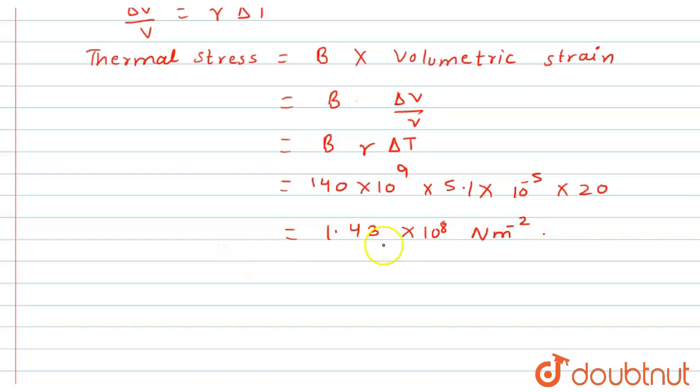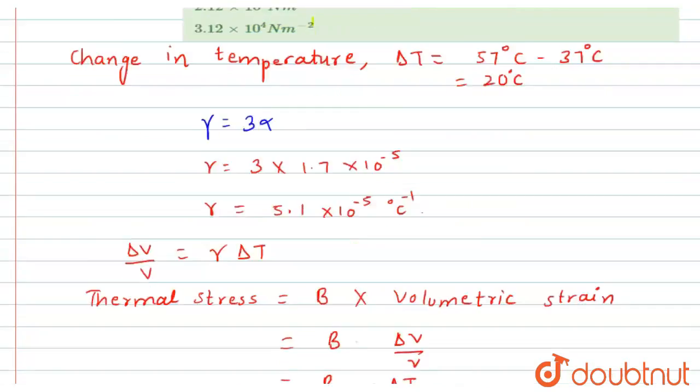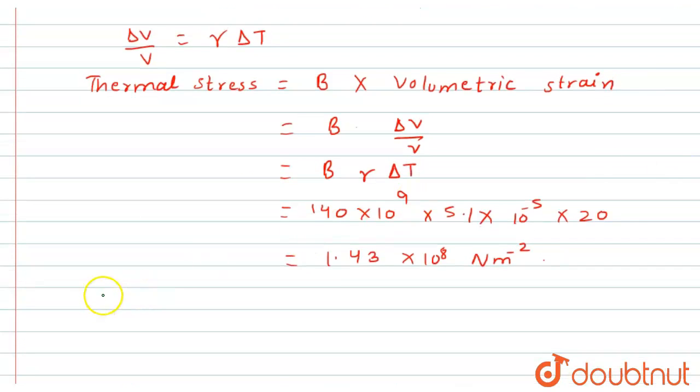From this explanation let's find the correct option. 1.43 into 10 raised to power 8 Newton per meter square is in option first. So the correct answer is option A, or option 1. This is the answer of this question. I hope you understood the explanation of this question.